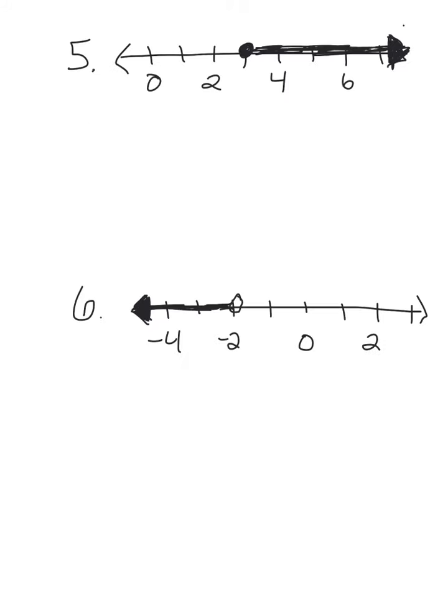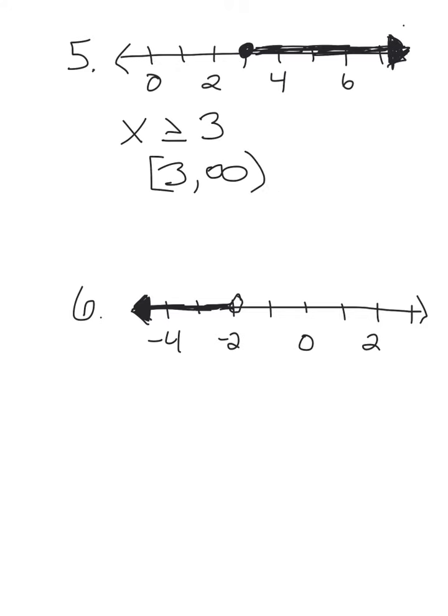Number 5, we have a graph given. It starts at 3 and it shades to the right. So we start with x. Going right is greater than. Notice the closed circle. Closed circle means or equal to. And it starts at 3. So x is greater than or equal to 3. Let's go ahead and find our interval notation. Again, starts at 3, goes all the way to infinity. Closed circle means bracket. Infinity, always parentheses.